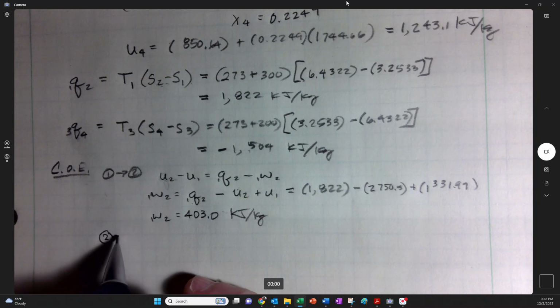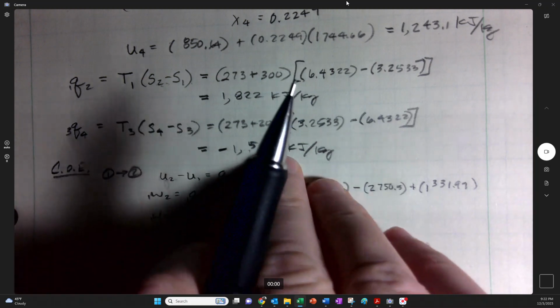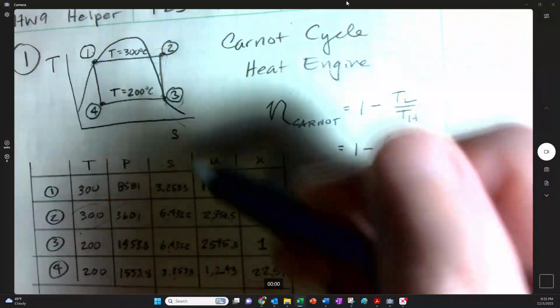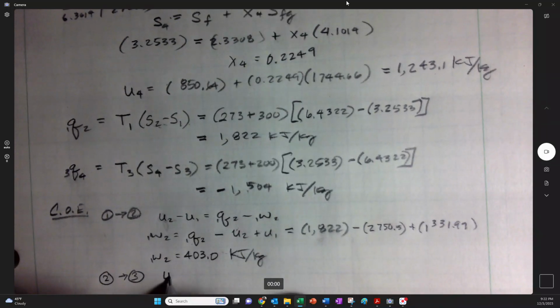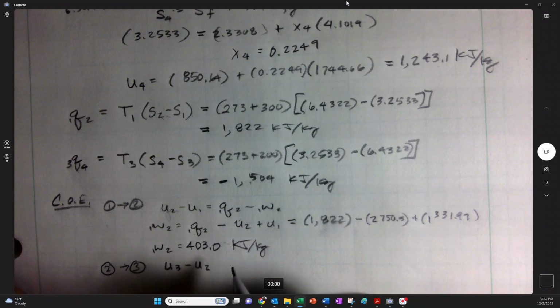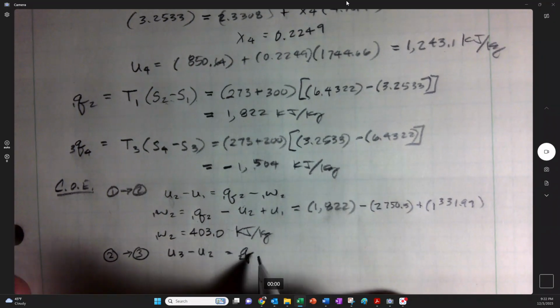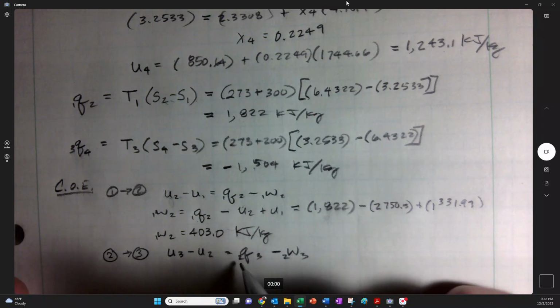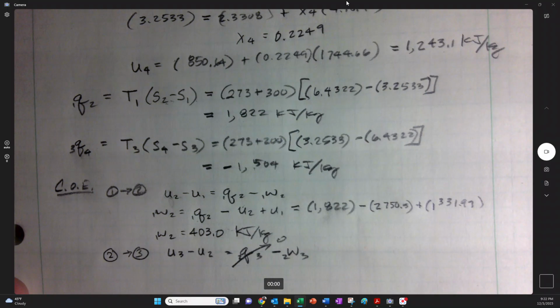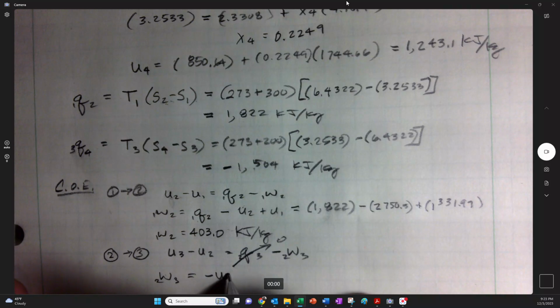And then we go from 2 to 3. So we're marching through our thing. So we're going 2 to 3, and you know that it's isentropic, but let's write the first law down anyway, where U3 minus U2 is equal to Q2 to 3 minus work 2 to 3. We know that Q is 0 because it's isentropic. So what we've discovered is that the work from 2 to 3, let's keep the signs correct, is going to be negative U3 plus U2.